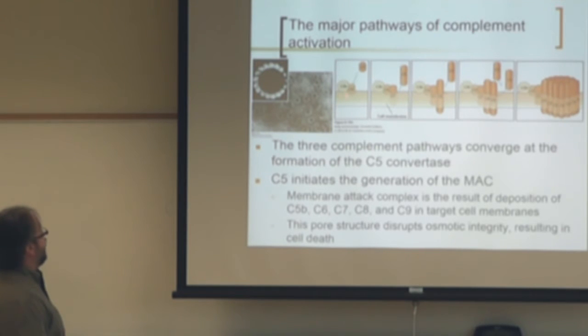And so C5 then binds to C6, C6 binds to C7, C7 binds to C8, C9, and then C9 forms this nice big hole right in the middle of the membrane. Everything leaks out. Yeah, because as you know, cells have membranes for a reason. They're trying to keep certain concentrations of things in, certain things out.